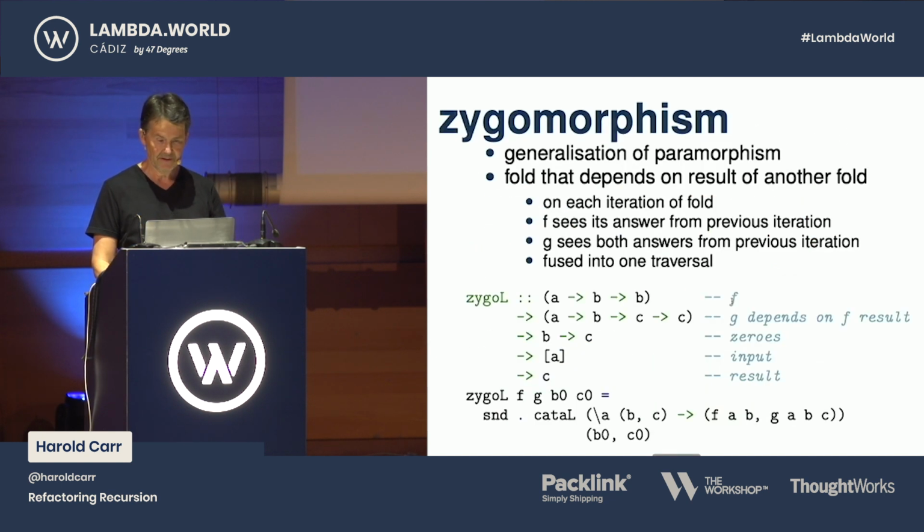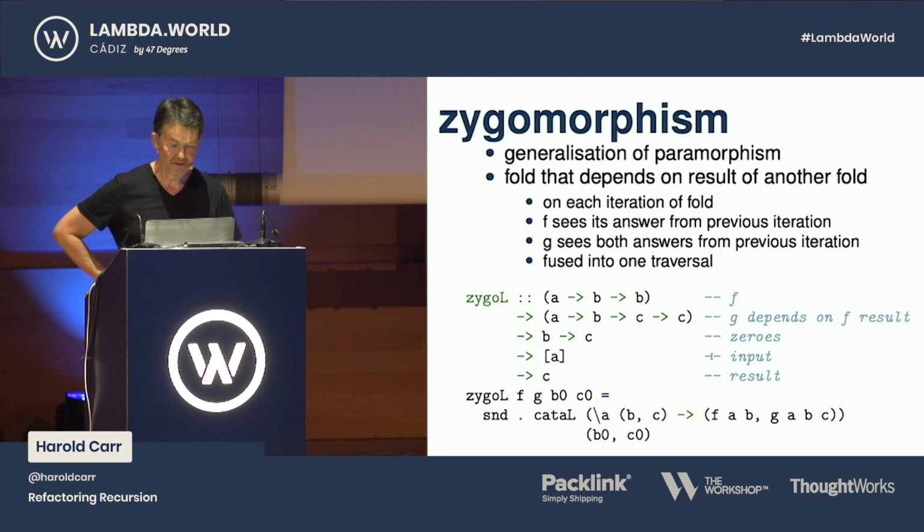Okay, we did that. Okay, here's one. This one is a lot. It's a zygomorphism, and it's a generalization of paramorphism. And this is a fold that depends on the result of another fold.